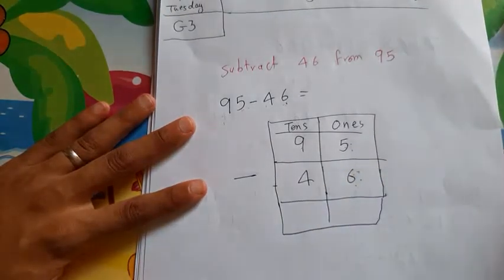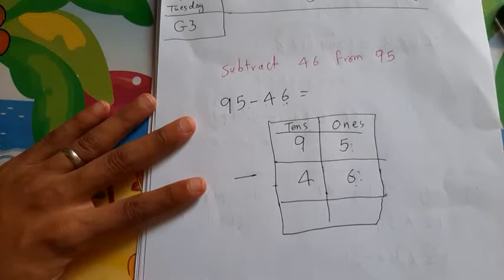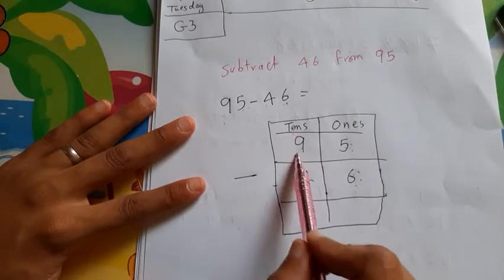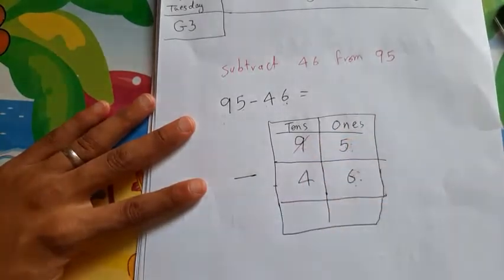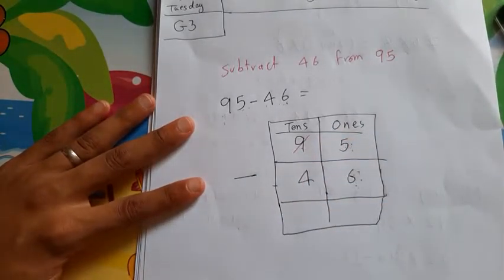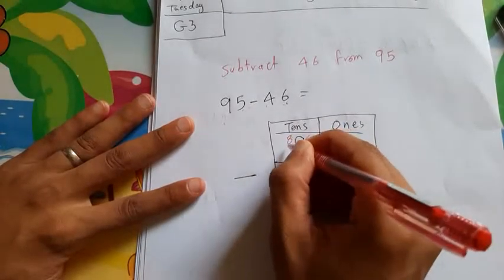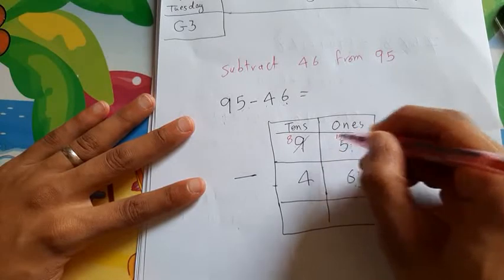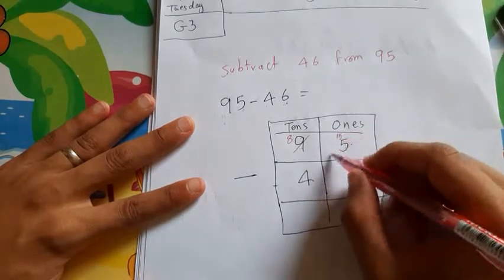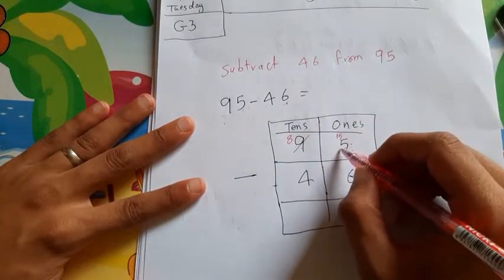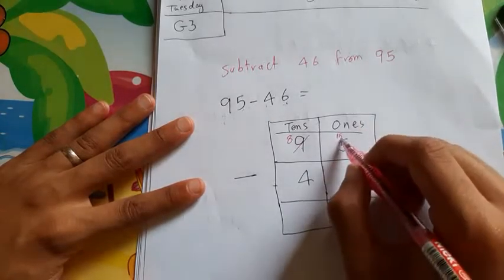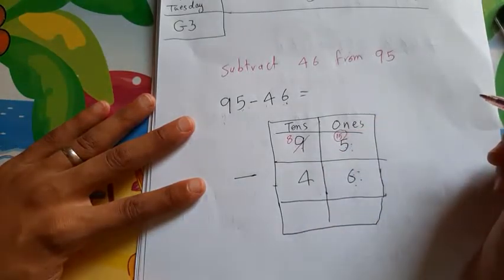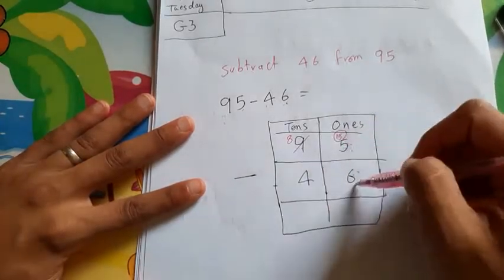So what should we do? We need to borrow. We need to take one from the next place, from the tens. I'm going to take one from the 9. The 9 becomes 8. And the one I take, I'm going to add it to the 5. So it's going to be 1, 5. I put it next to the 5. So it's not going to be 5, it's going to be 15. This means 15. So now, 15 minus 6.